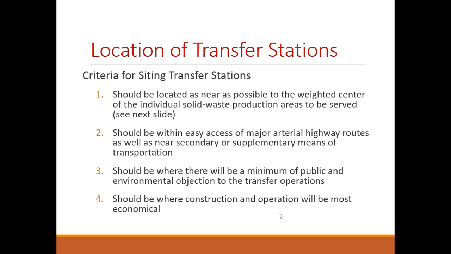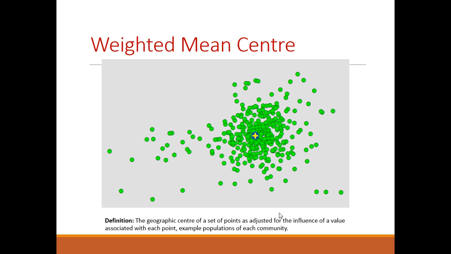So as indicated, let's refer to the next slide. What do we mean by the weighted center? So if you look below here, the definition says that it is the geographic center of a set of points as adjusted for the influence of a value associated with each point, right? So the influence of the value here, we're talking about population. So if we think about each of these points representing a certain number of people in a community, we see a big cluster in this area.